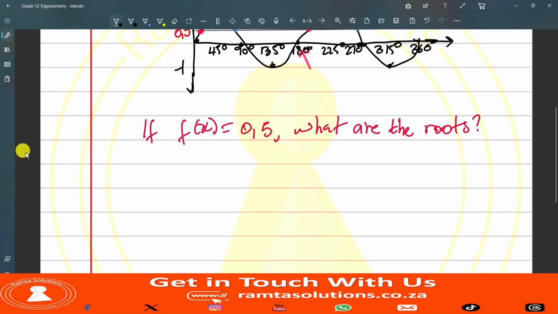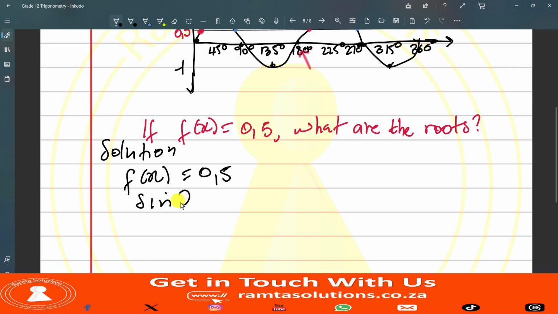It'll tell us of in phase point. Now let's see. We said f of x equals 0.5. This is our solution. Okay? So what is f of x? It was sine 2x. So we're saying sine 2x equals 0.5. Right? Okay, cool. Now we need a reference angle, which will be sine inverse of 0.5.